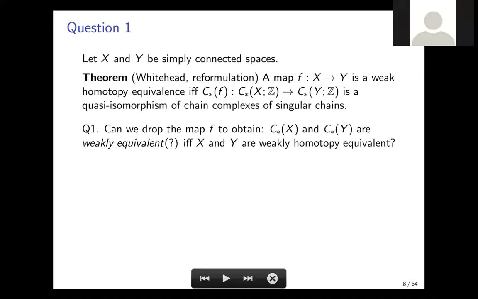So theoretically, you could have a quasi-isomorphism between the chain complexes, and there's no weak homotopy equivalence between the spaces? Yeah, correct. You need the map here. And actually, that's the next question, question one, as I posed. Can we drop the map f to obtain a statement of the form: the chains on X and the chains on Y are weakly equivalent under some notion of weak equivalence if and only if X and Y are weakly homotopy equivalent? So that's the natural question, as Peter asked.